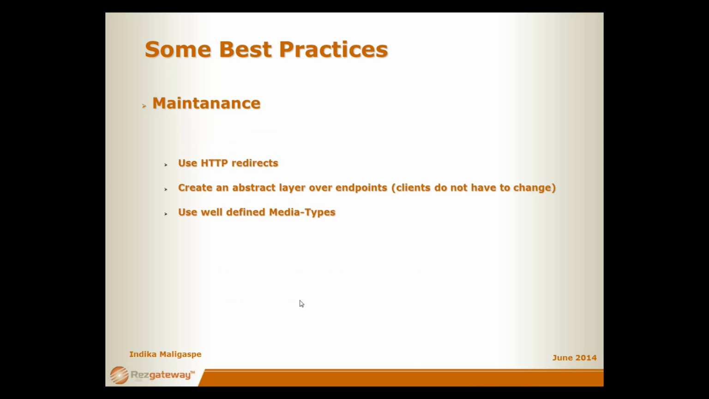Over a period of time, your API is going to change, so you will have maintenance. When you do maintenance, we have discussed versioning. When you have versioning, when you have maintenance, always try to use HTTP redirects and abstract layers, where you give an abstract layer to the client, so the client connects to an abstract URI, not to a specific URI. And then if you are changing your URIs, if you are migrating, if you are doing version upgrades, you can do that behind the abstraction layer and your clients don't have to change.